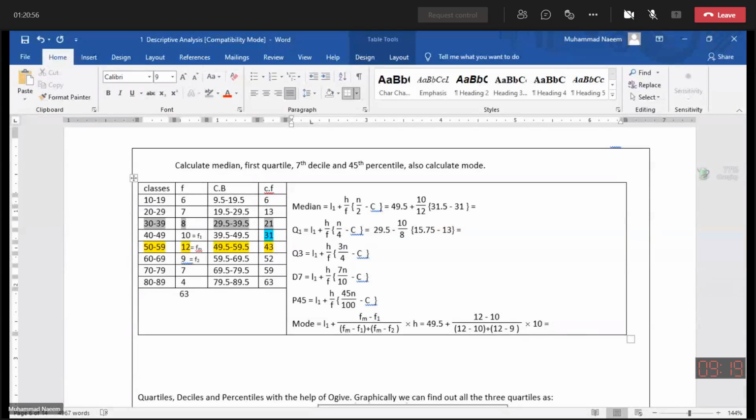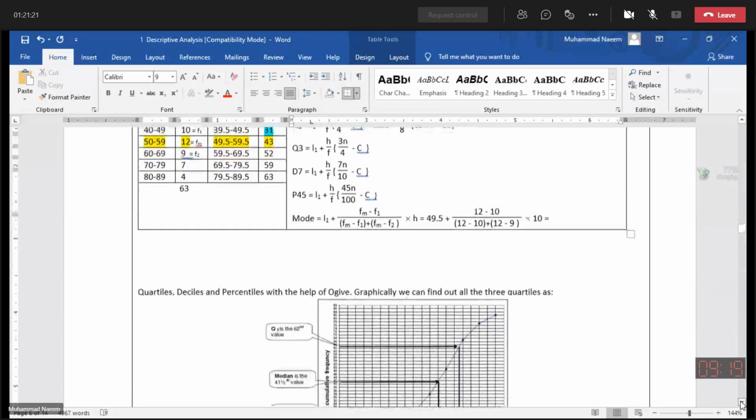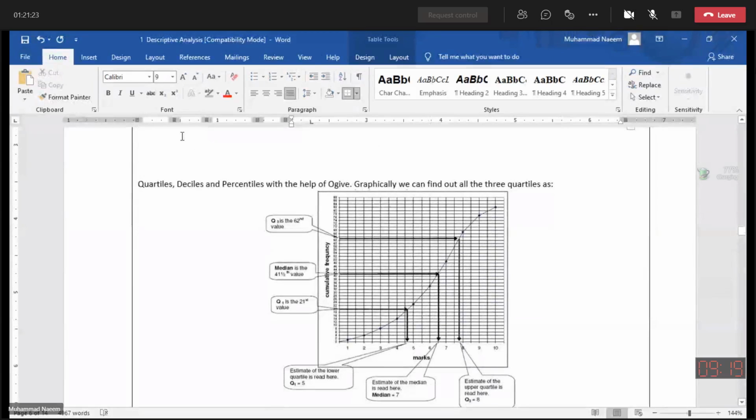What happens in case of ungrouped data? Just find out the value with the highest frequency, the value with the most repetition. But in this case, we will find these measures with the help of a certain formula.